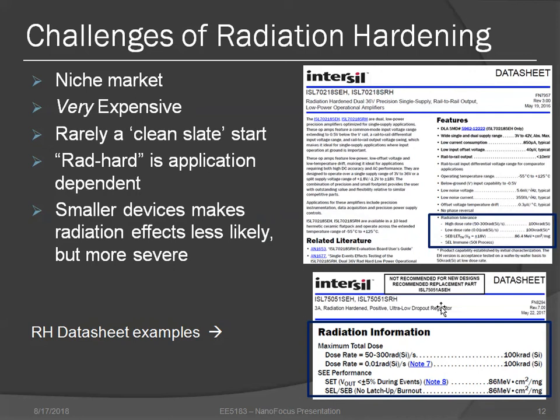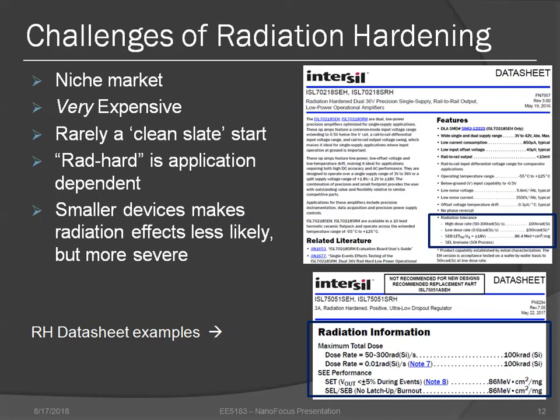But you have to realize that when it says it's rad-hard, it doesn't mean it's hardened to every type of radiation. You might have a device that's super hard against total ionizing dose, but it is very susceptible and will break immediately under single event effects. So you just have to be aware of that.